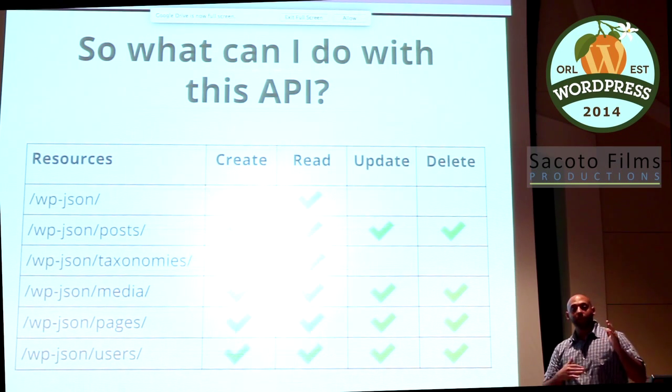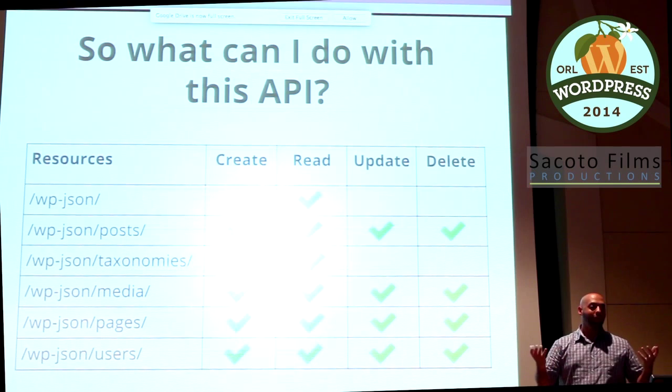WP-JSON gives you a list of all the endpoints that you can hit and what they allow. Post lets you create, read, update, delete. Taxonomies, you can only currently read. If you wanted to do more with it, you can actually extend the API through filters and actions. Same thing with comments. You can only read. Media, you can do complete CRUD, page, and users as well. Users requires authentication so that people across the world can't just use your API and delete all your users.